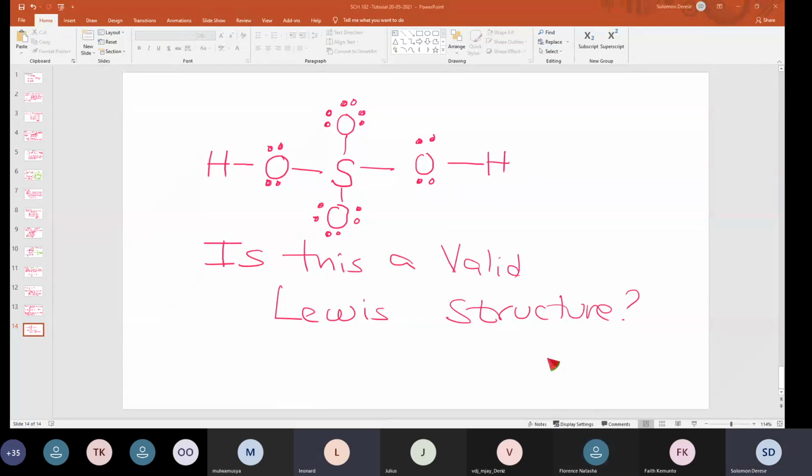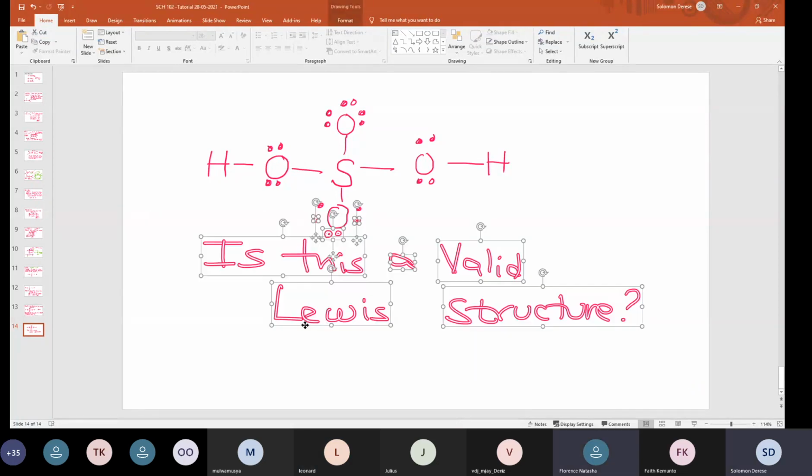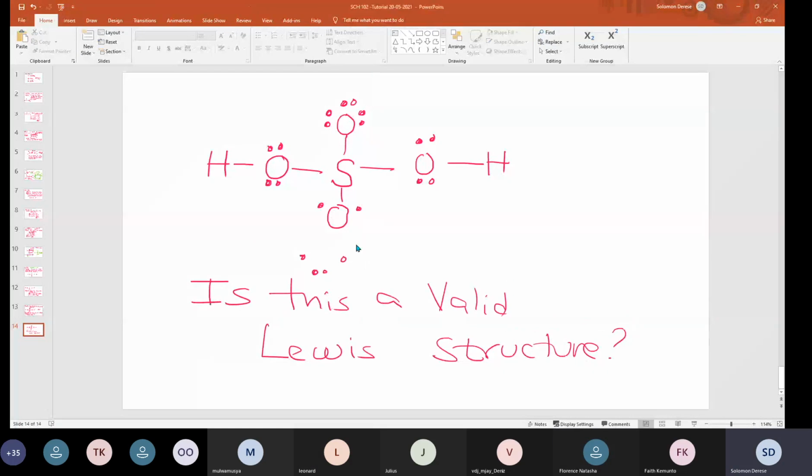Now, one of the things, of course, to have a complete Lewis structure, we have to put the charges on the atoms, because the formal charges are important, isn't it true? So if you look at this oxygen, what is the formal charge on this oxygen? -1.